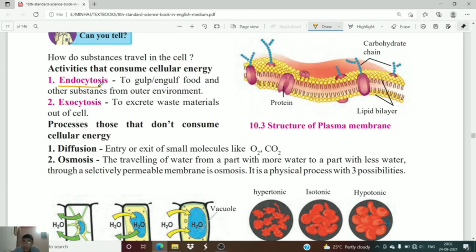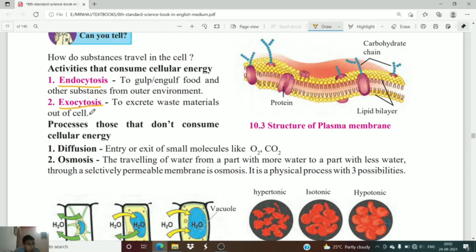Okay, and what is exocytosis? It is the process wherein the cell excretes waste materials out of the cell. So after consuming the food, definitely the cell is going to excrete the materials which are not required by the cell. The unwanted waste material is going to be eliminated by the cell, and that process is called exocytosis.